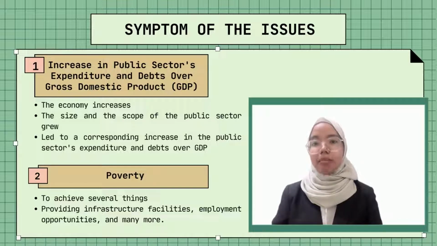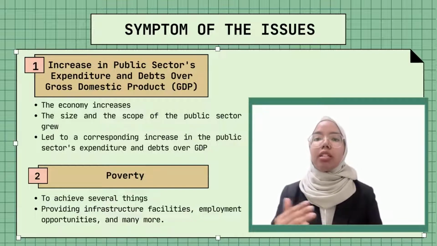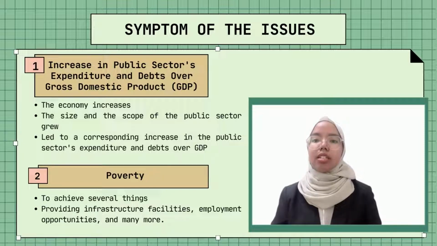The second symptom is poverty. It is important to overcome the poverty crisis in the country to ensure the society lives in a better surrounding. Poverty usually is when the income level from employment is so low that the basic human needs cannot be met. The government implements the privatization policy to achieve several things, for instance, providing infrastructure facilities, providing employment opportunities, and many more.